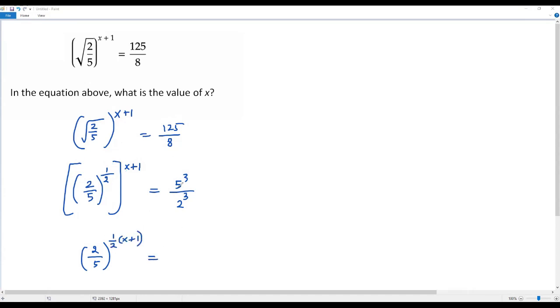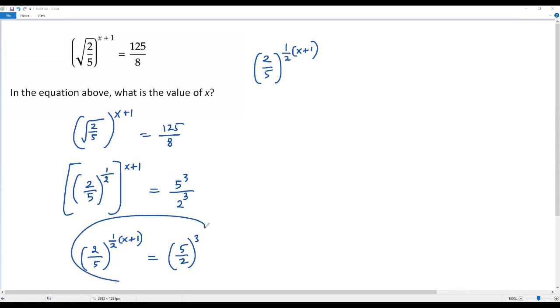Okay, here on the right side, for both numerator and denominator, we have the same exponent 3. So we can write this exponent 3 in common, that is 5 over 2 raised to the power of 3. Okay, here 2 over 5 raised to the power of 1 over 2 times x plus 1. As I said already, we should be trying to get the same base on both sides of the equation. Here in this step, the base on the left side is 2 over 5. The base on the right side is 5 over 2.